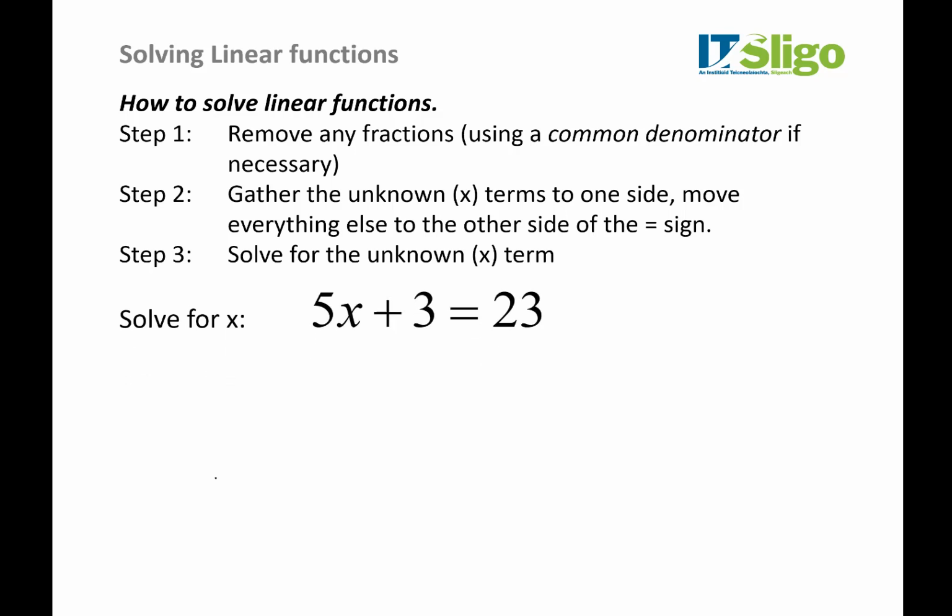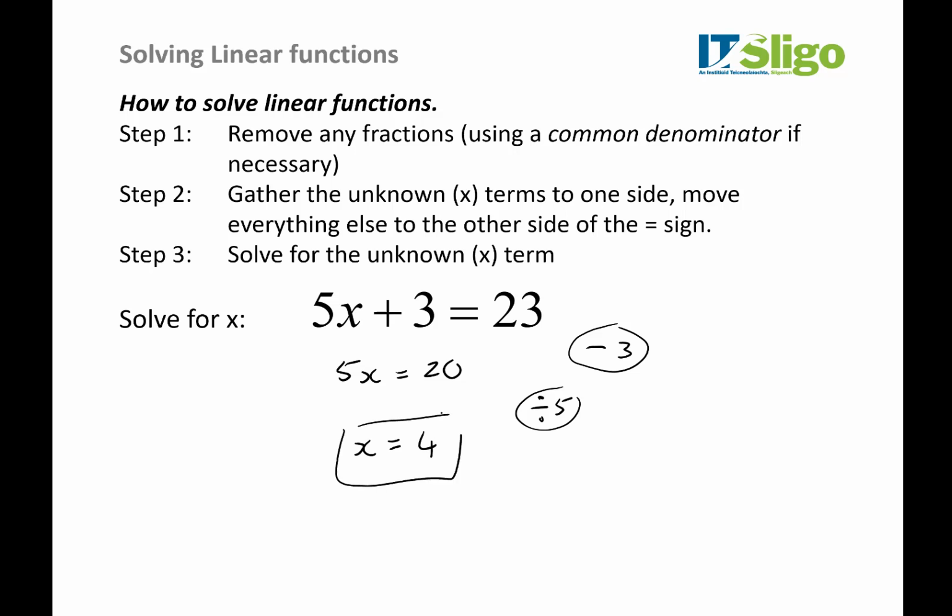Here's just an example. Solve for x. I want to get x on its own, guys, so my first step is subtract 3 from both sides. We'll get 5x is equal to 20. And then we divide both sides by 5. Please forgive me, not paying attention. And I get my answer then, x is equal to 4.